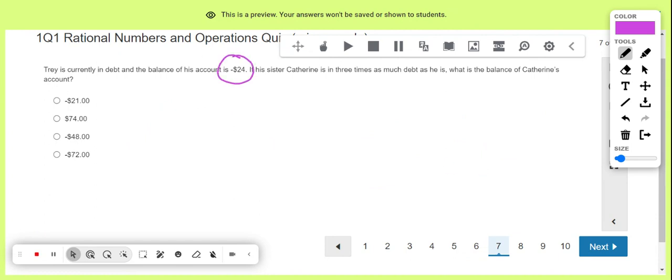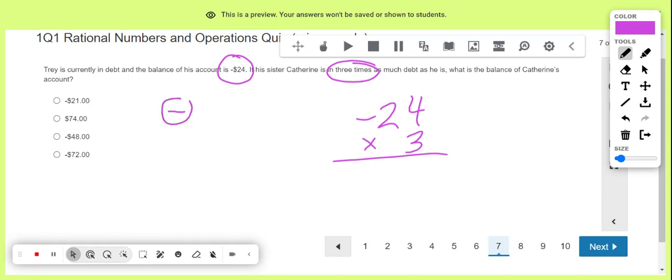Carrie's account is negative 24. Catherine is 3 times that. So we got negative 24 times 3. And we follow the rule, a negative times a number that is not negative is still going to be negative.